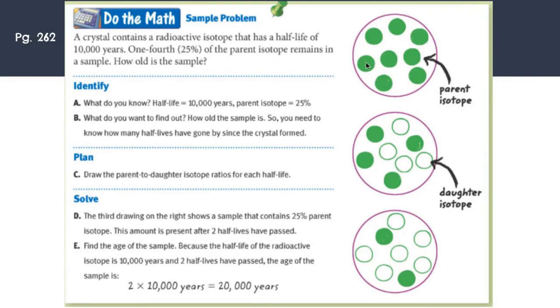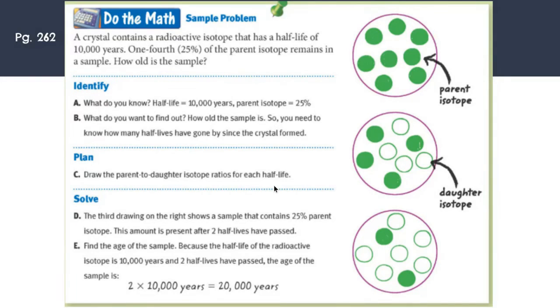First, after 0 half-lives, we've got 100% parent. After 1 half-life, we have 50-50. And after 2 half-lives, it looks like 25% parent isotope, 75% daughter. That's what we're looking for.